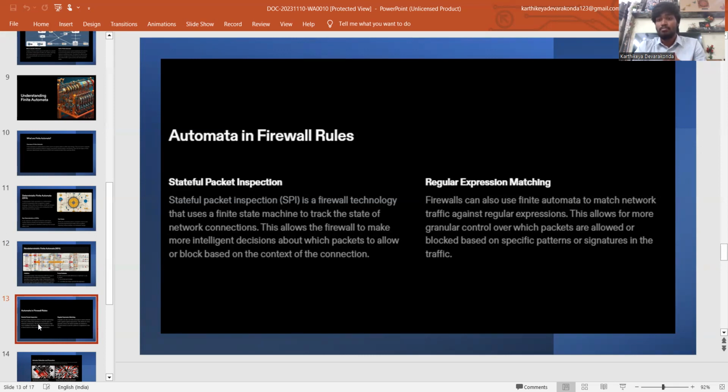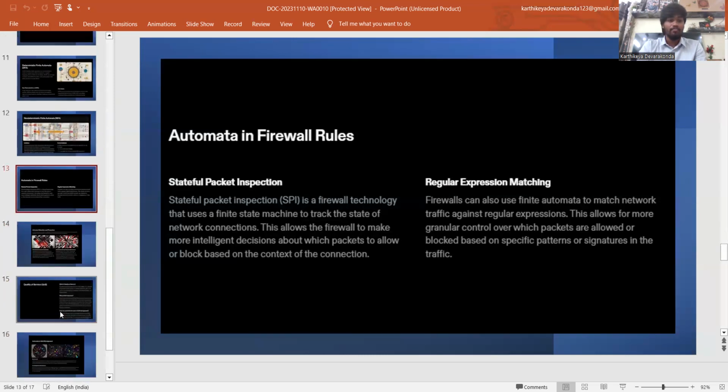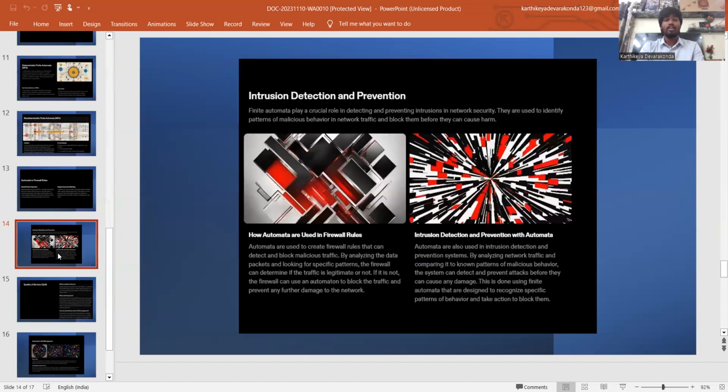Now, regular expression matching. Firewalls can also use finite automata to match network traffic against regular expressions. This allows for more granular control over which packets are allowed or blocked based on specific patterns or signatures in the traffic. Now we will move to the next page.